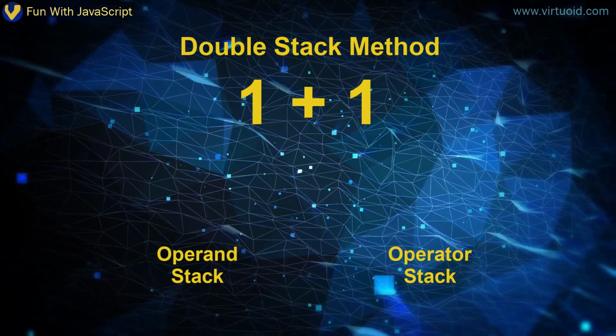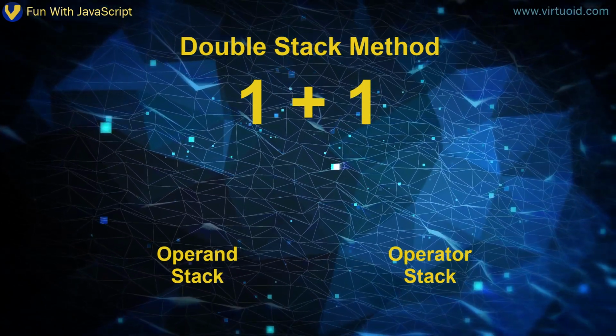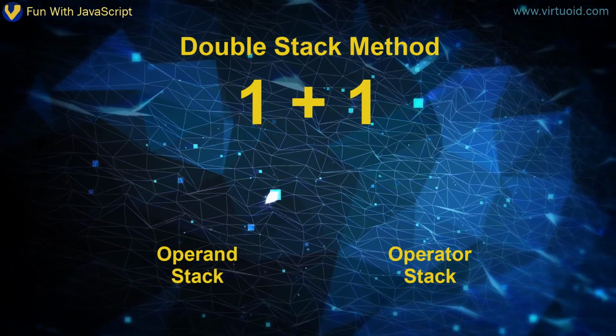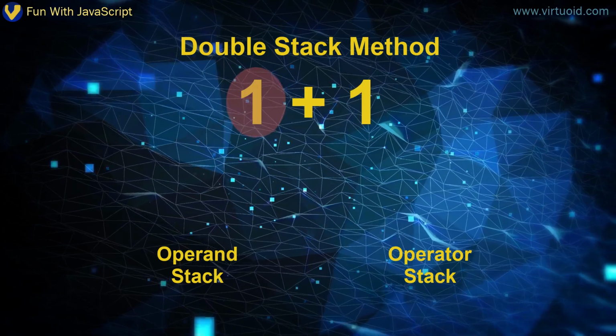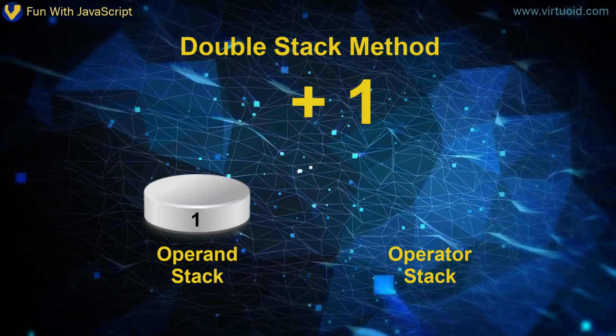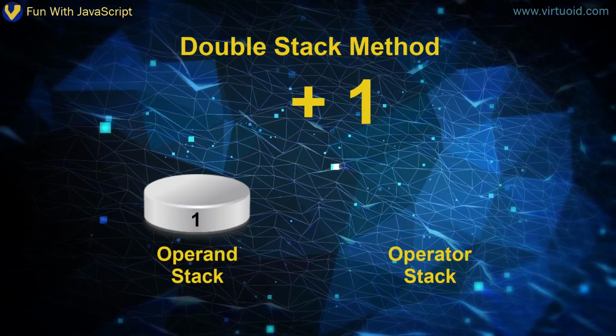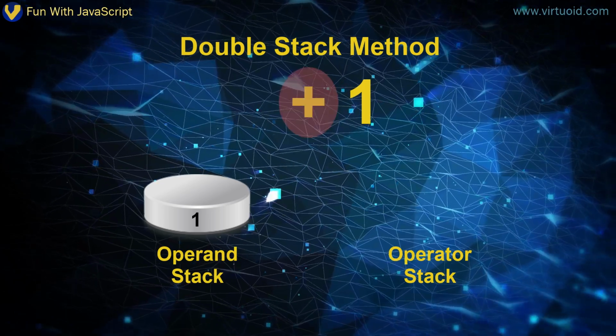So the idea here now is that when we tokenize it, we're going to have 3 tokens: a 1, a plus, and a second 1. The first one is an operand, so it gets pushed to the operand stack. It just immediately gets pushed to the operand stack. The second token is a plus sign.